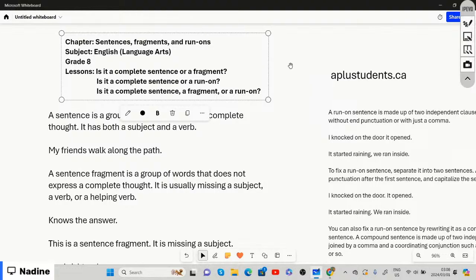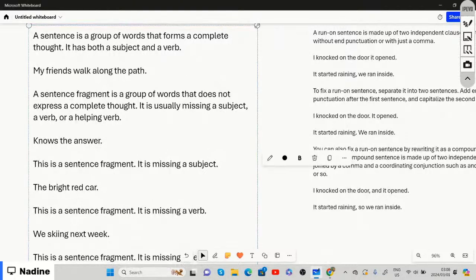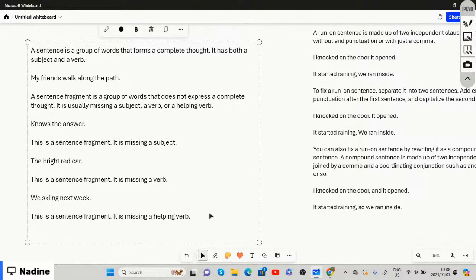All right, so a sentence, right? A sentence is a group of words that forms a complete thought. So a sentence is a group of words that basically completes a thought. And a sentence has both a subject as well as a verb. A subject tells us who or what is doing the action, as well as a verb, which is the action that is being done within that sentence.